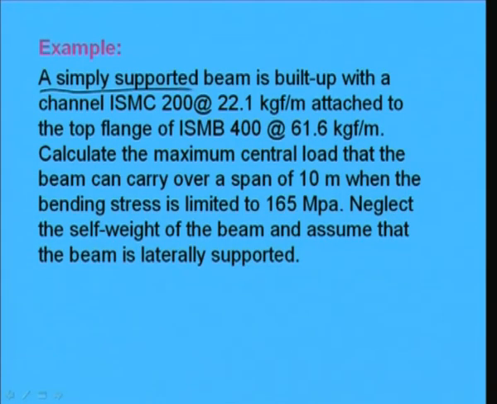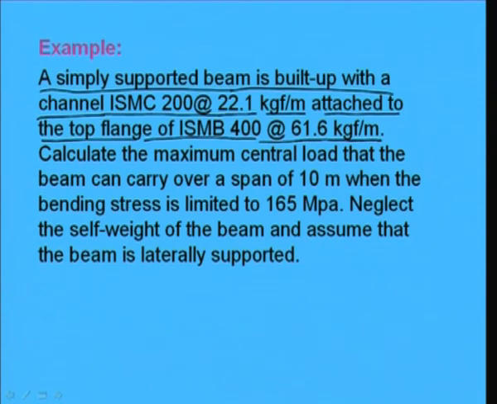A simply supported beam is built up with a channel ISMC 200 at 22.1 kg force per meter attached to the top flange of ISMB 400 at 61.6 kg force per meter.